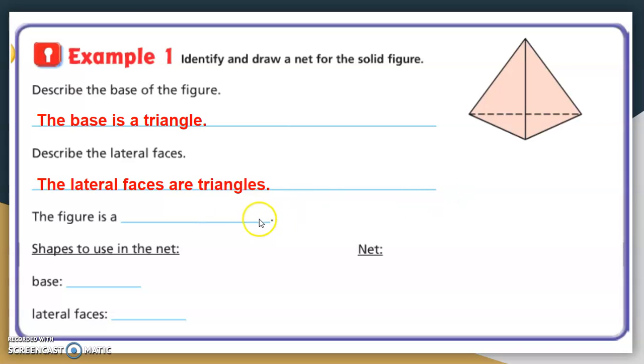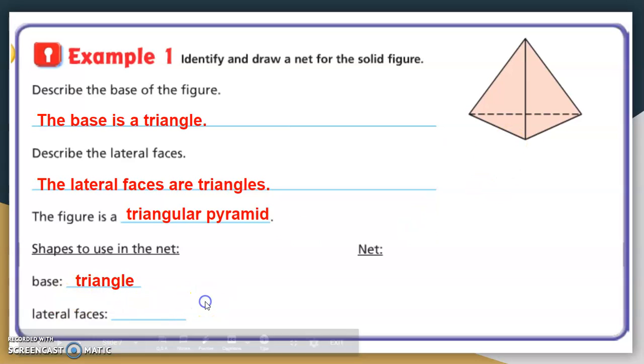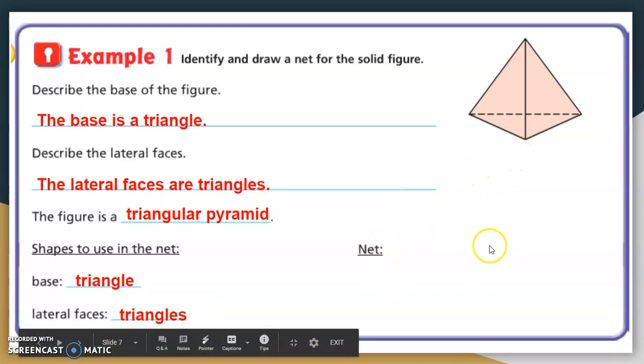So that would mean that this would be a triangular. It's only got one base and it comes to a point, so that would make it a triangular pyramid. Not a triangular prism, but a triangular pyramid. If there's one base, then it's a pyramid. So my base is a triangle and my lateral faces are triangles. So if I were to draw the net, this is an example of what your net may look like. There's my base and there's my 3 lateral sides.